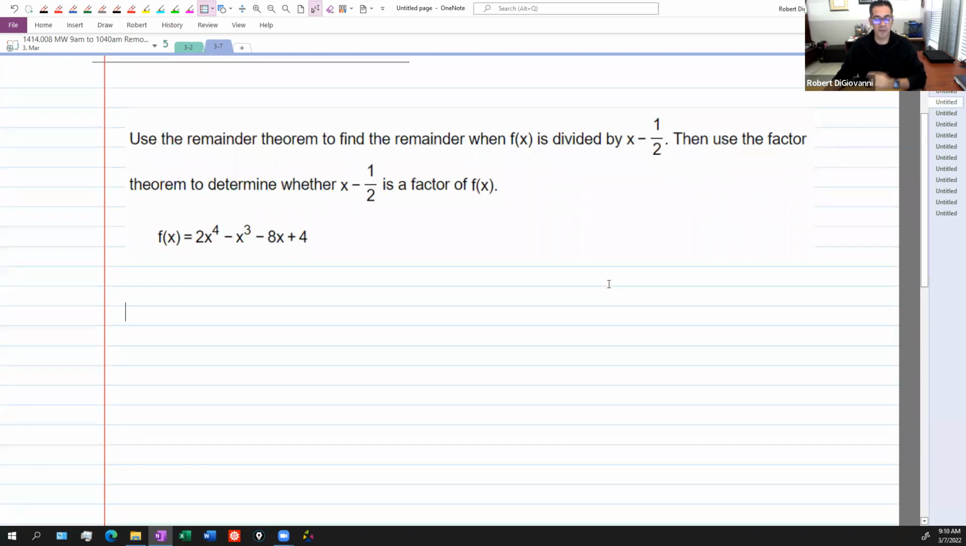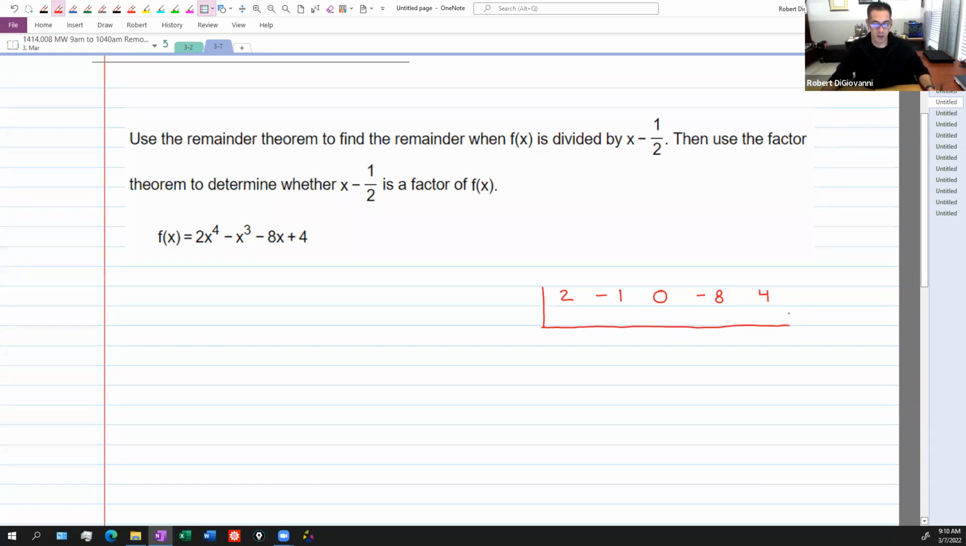Use the remainder theorem to find the remainder when f of x is divided by x minus a half. Okay, we have a fraction here, so things are going to be a little bit strange, but let's go through and set up the long division. I have 2x to the 4th, so I put a 2. I have negative x cubed, so -1. I'm missing an x squared, so I'll have to put a 0. I have a -8x, and then I have 4 by itself.